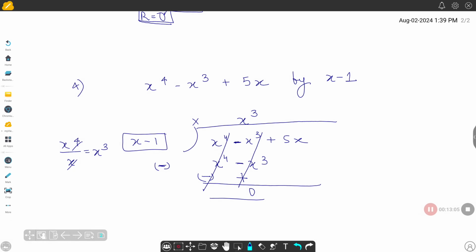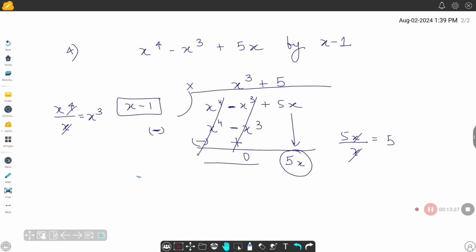And now 5x, just carry forward as it is. Now 5x is to be divided by the first term of the divisor x. So it will become positive 5. So plus 5 is the next term of the quotient. Now you need to multiply by the entire divisor, that is x minus 1. So 5 into x is 5x, and then minus 1 into 5 is minus 5. So minus, and then minus minus becomes positive. It will be eliminated, and here plus 5.